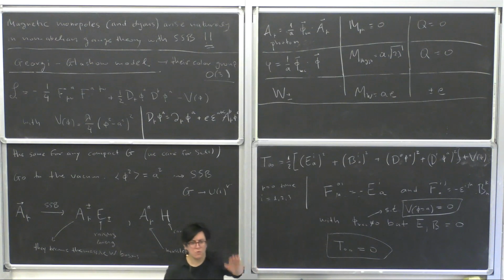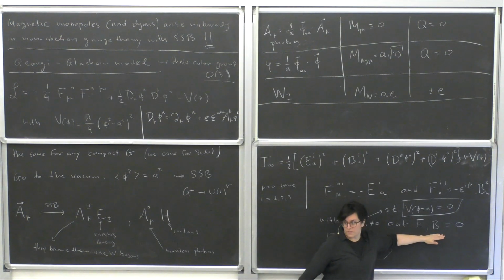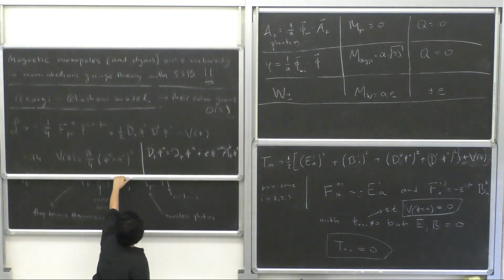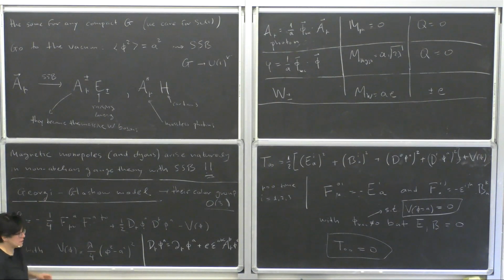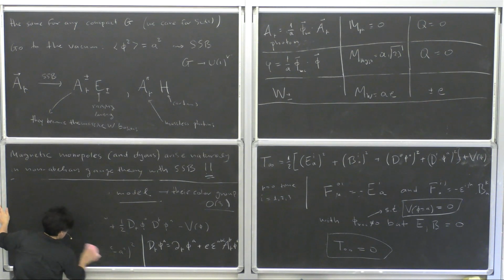So this is how far we can go with this type of vacuum with no electric and magnetic field, but now we will want to see if we can turn them on. So this is the Lagrangian, and now we will discover that there is another vacuum solution, the one from 't Hooft and Polyakov.